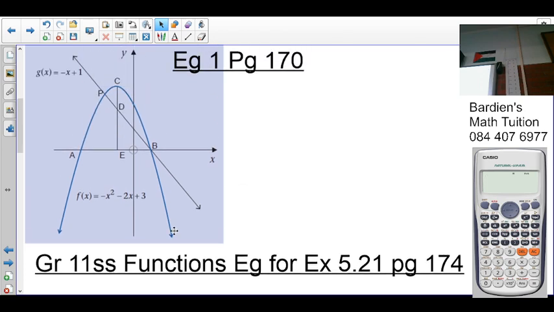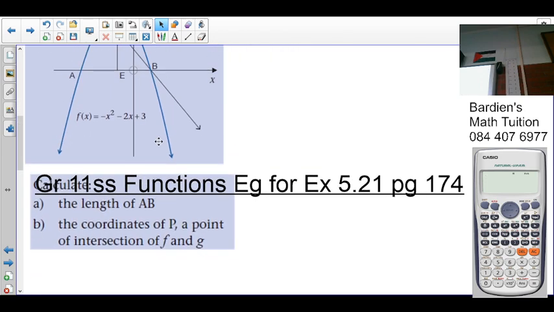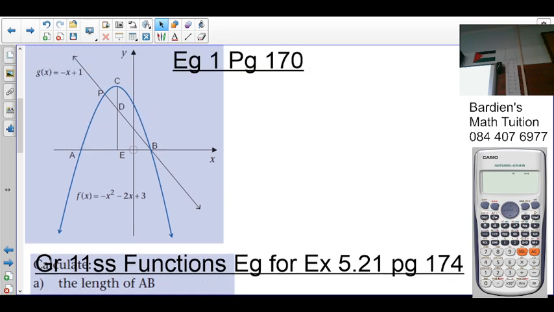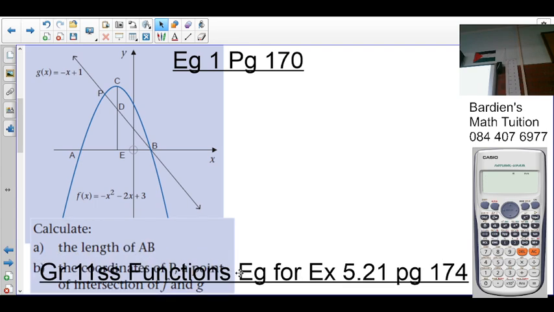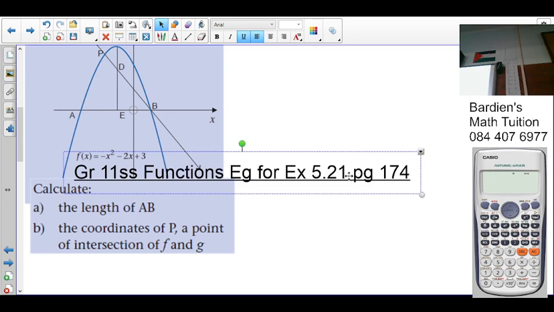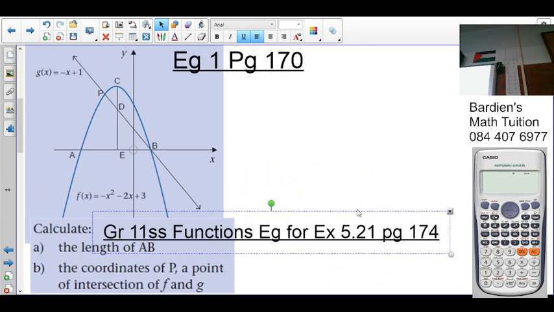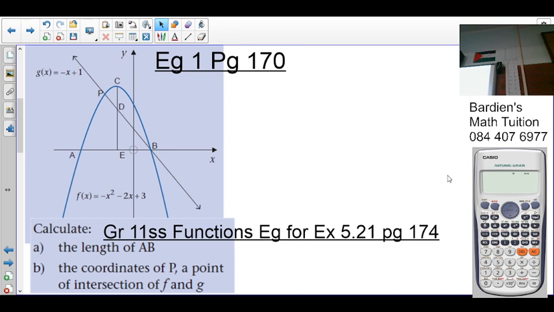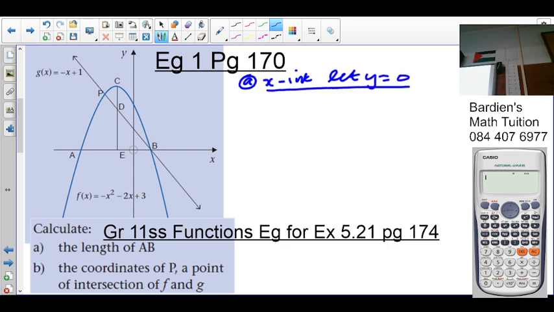Right. So the first question says calculate the length of AB. Calculate the length of AB. Okay. So if we're looking at AB, what you notice is that A and B are the x-intercepts of the parabola, f of x. So how do I normally calculate the x-intercept? We let y equal to 0. So f of x is the parabola, so 0 is equal to minus x squared minus 2x plus 3. So here we have to solve for x.